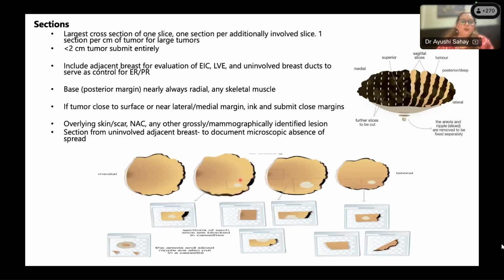The base or the posterior margin you have to take nearly always radially, and try to avoid taking it in a shave manner. I will explain that later. If the tumor is close to any other margin, you can ink that and take that margin. Also take overlying skin, scar, nipple areola complex, and any other additional identified lesion anywhere. If you have another lesion, you have to give the distance between the main tumor and the other additional lesion and the intervening parenchyma, and I will tell you how that has to be taken.